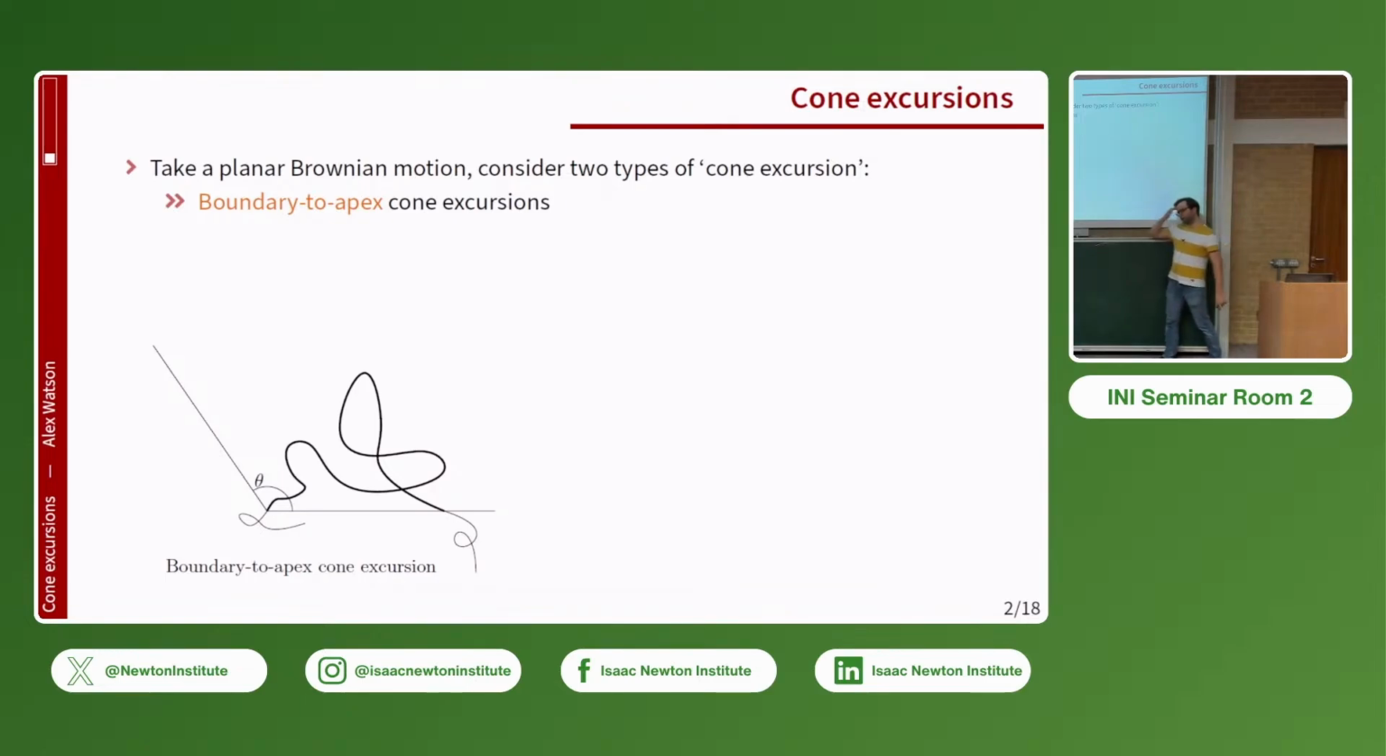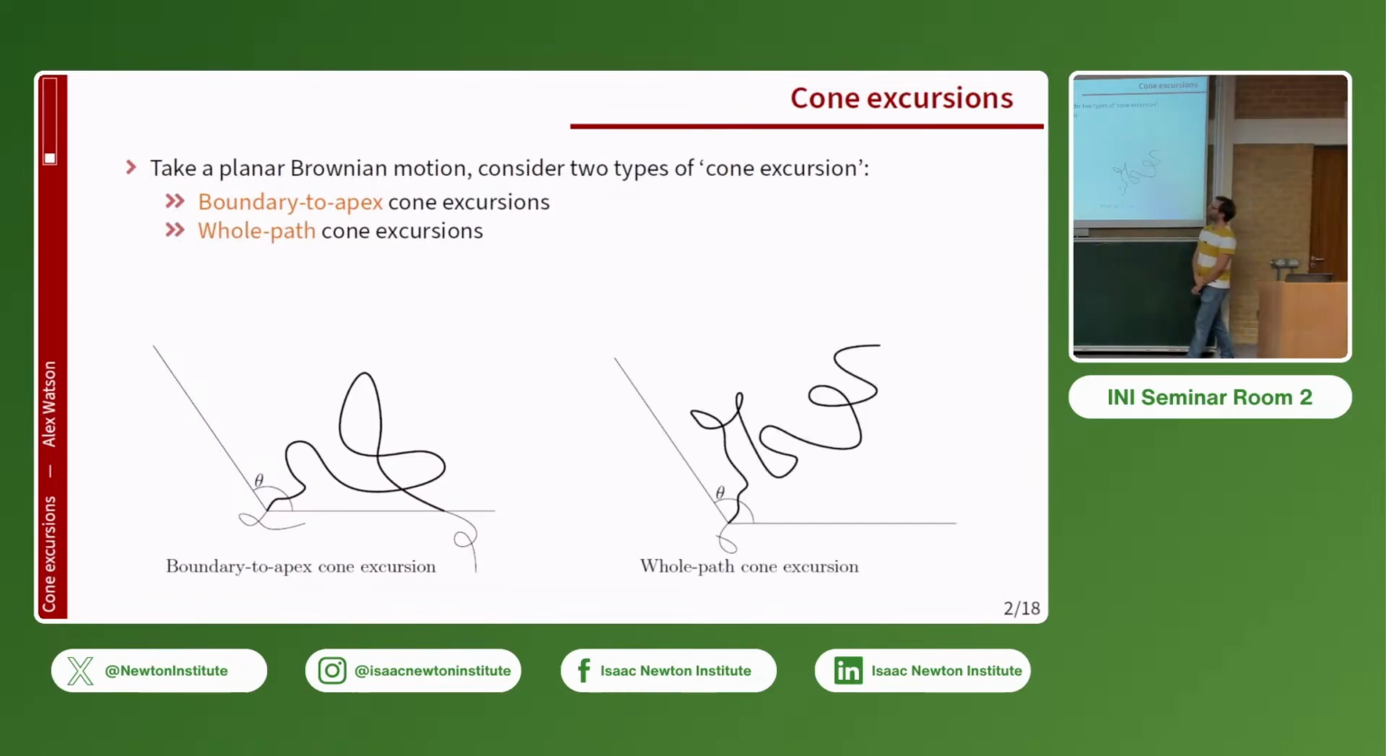So here you have some Brownian path, it's doing its thing, at some point it enters the set, it stays inside the set for some positive amount of time, and it exits at the apex of this cone with apex angle theta. Of course, if you just put down a cone in the plane, this is never going to happen with probability 1. But if you allow the apex that you exit at to be random and to depend on the Brownian path, then this can occur as long as theta is bigger than pi by 4. So these things can happen in a Brownian motion. This is called a boundary to apex excursion.